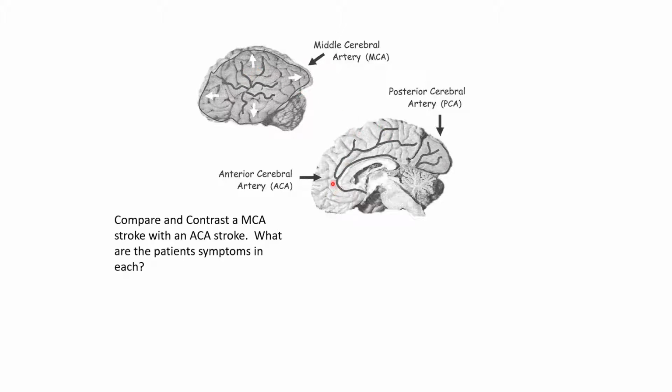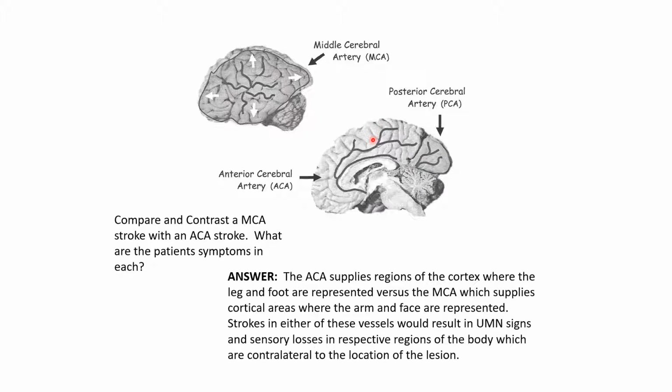The anterior cerebral artery, feeding the medial portion of the hemisphere, would have the likelihood to hit the paracentral lobule and cause loss of sensory and motor function in the leg and in the foot, reflecting the topographic representation of both motor and sensory functions over the precentral and postcentral gyrus and the paracentral lobule.